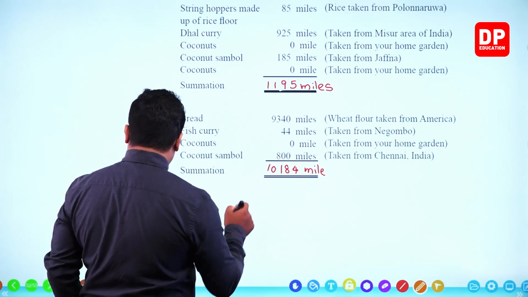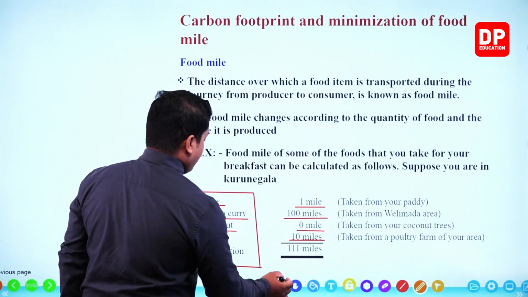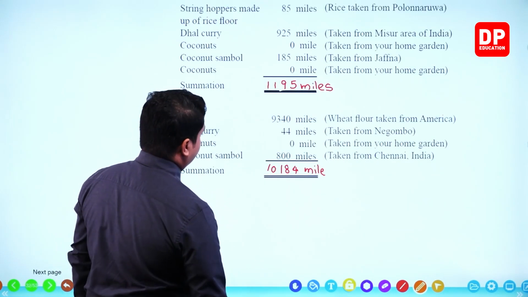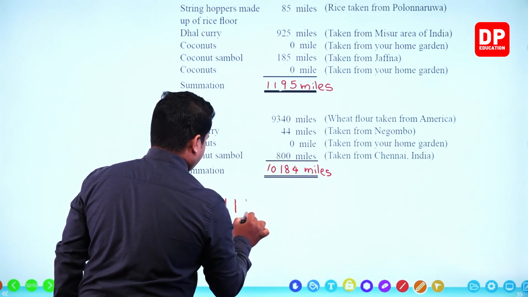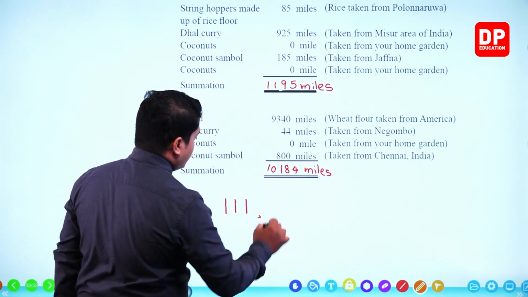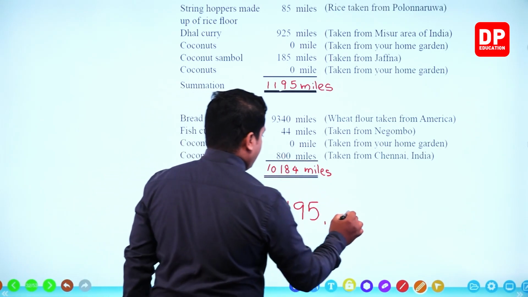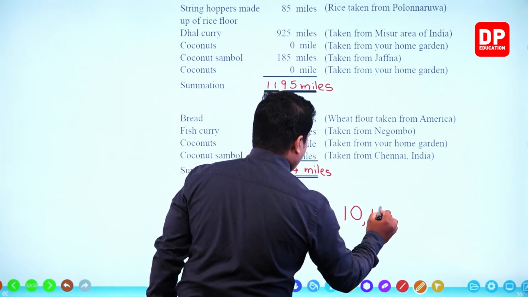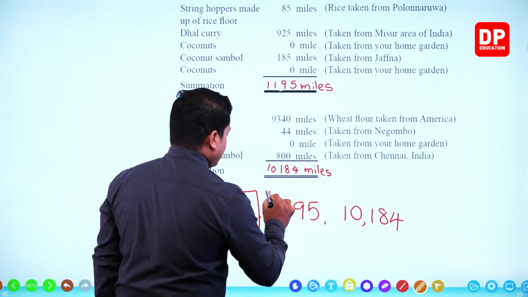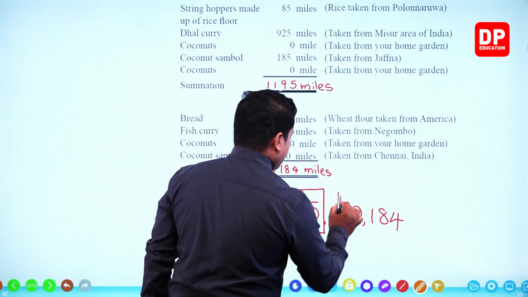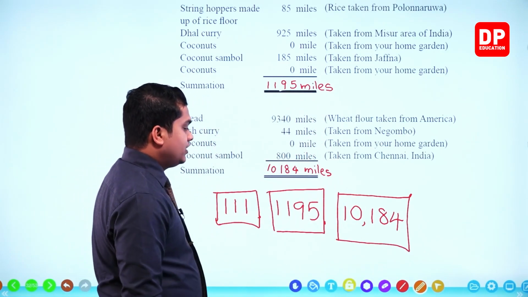So our three values, once again: the first, 111, then 1,195, and finally 10,184. Let's take these three as the three meals that we consume during one day.